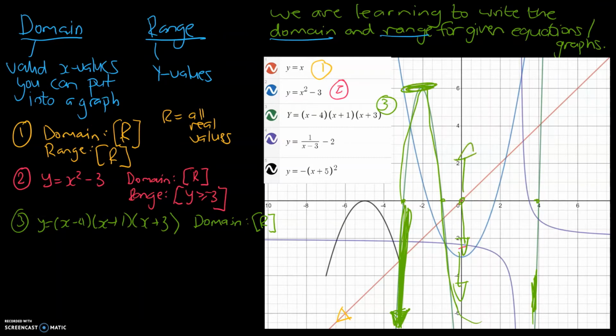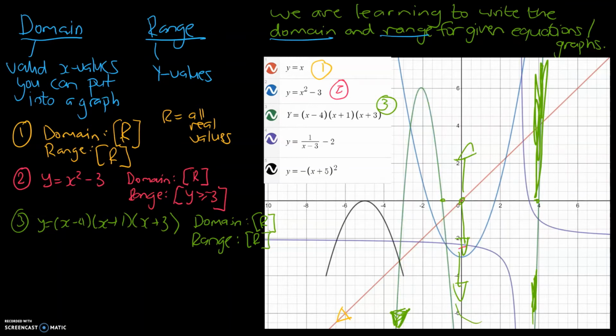Whilst there's a peak up by 6 here, we do expect the other side of the graph to keep going up and up and up. And that means we would expect the y value to have every value with that. So that means the range for that graph, again, is all real values. So all x values and all y values will have a corresponding point on our graph. So let's get rid of all that mess.